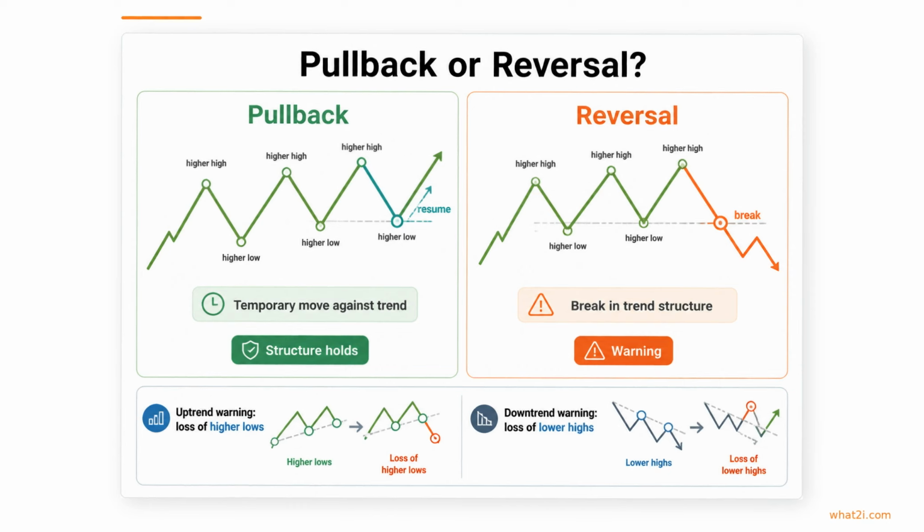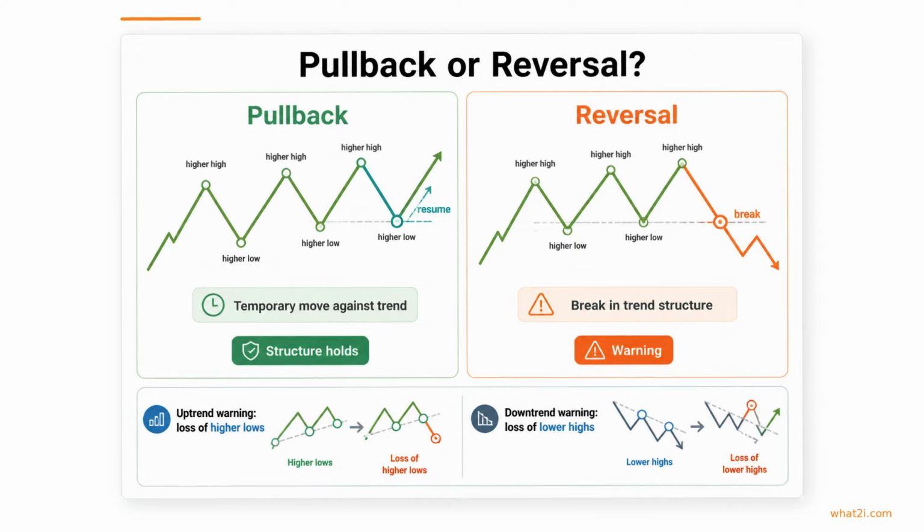If that higher low pattern starts to fail, the market may be shifting into something weaker. In a downtrend, the same idea applies in reverse. The structure stays intact as long as lower highs keep forming. This is why trend analysis is less about guessing and more about watching whether the pattern still holds. A move against the trend is not automatically bad news, but a broken structure deserves attention.